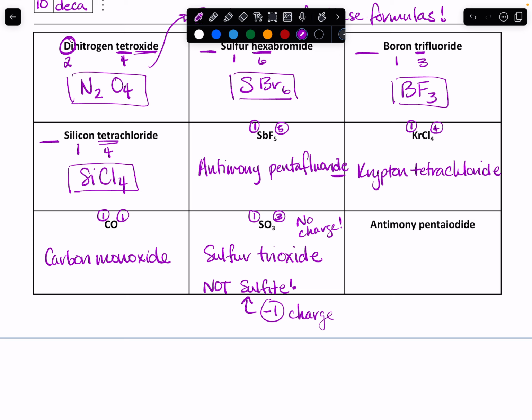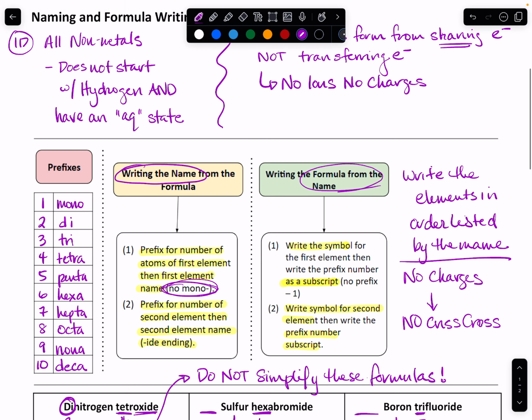And then last we have antimony pentaiodide. So antimony, there's no prefix, so 1. Then we've got penta, that's going to be 5, and then iodide tells me iodine. So antimony is Sb, I5. So you can see that for covalent molecules, the naming and formula writing is actually much easier than ionic compounds or acids. But you have to know the prefixes, and you have to be very careful that you do not cross prefixes and subscripts.